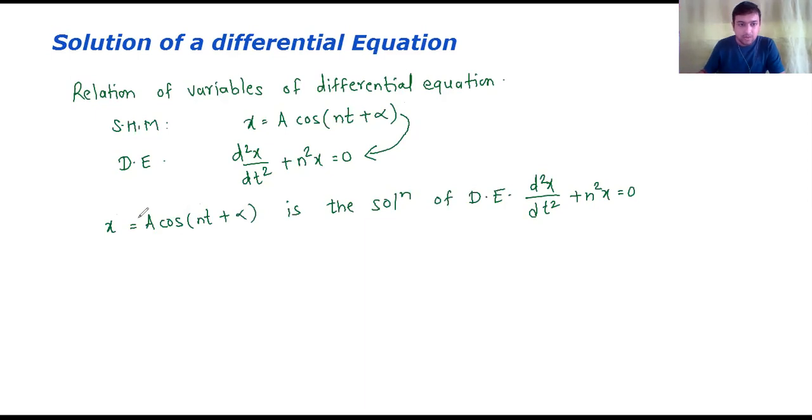See what the variables are here. x is the first variable, the second variable is t. So this equation gives a relation between the variables x and t. So what do you mean by a solution to a differential equation in simple language? It is nothing but a relationship between different variables of the differential equation. That is the simplest meaning.